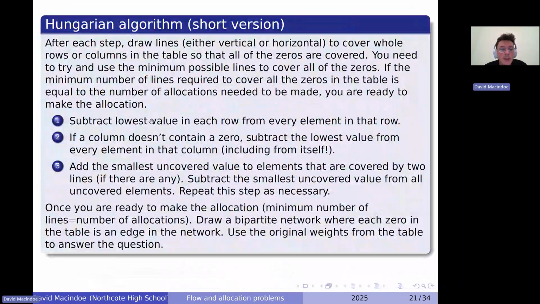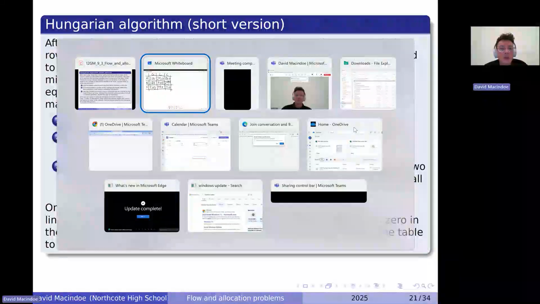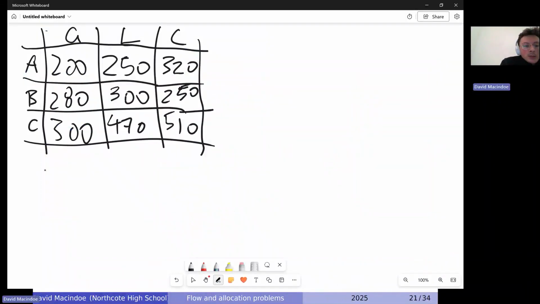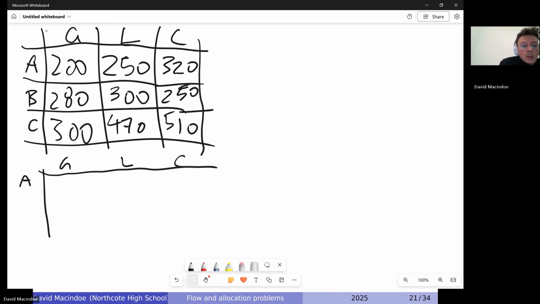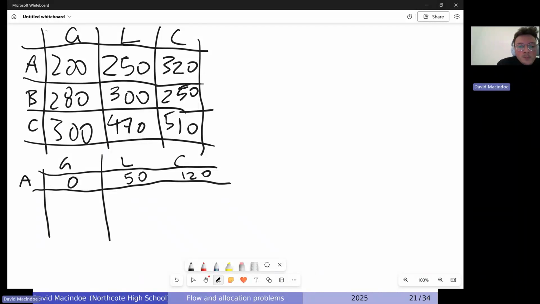Let's have a look. So we're subtracting the lowest value in each row from every element in that row. So if I think about doing that, I might just redraw here. So we've got G, L, C. And so for row A, the lowest element is 200. So 200 subtract 200 is 0. 250 take 200 is 50, and 320 take 200 is 120.